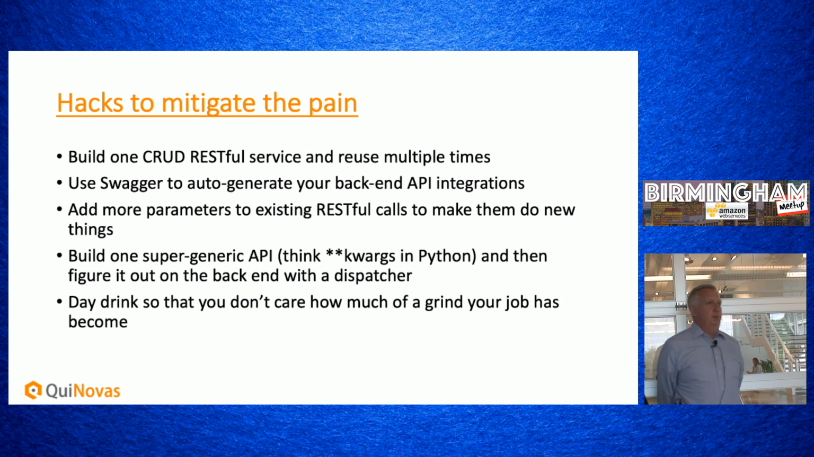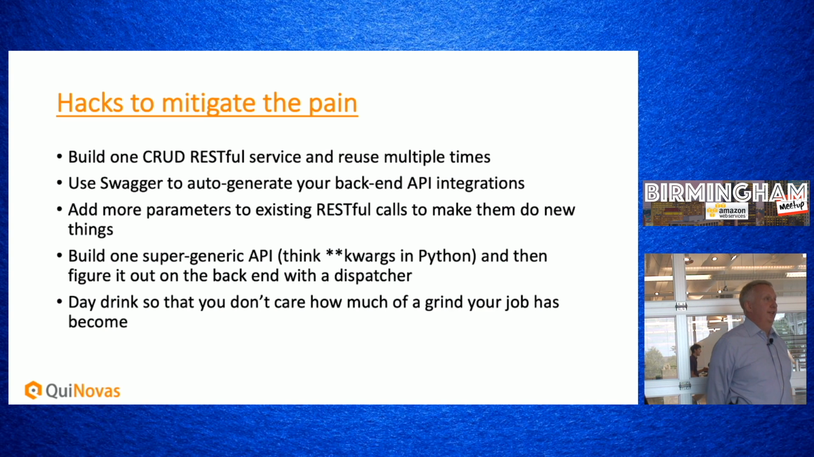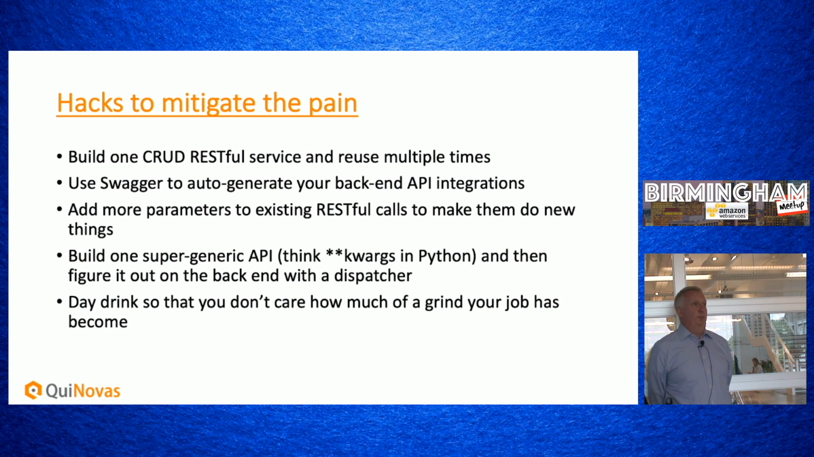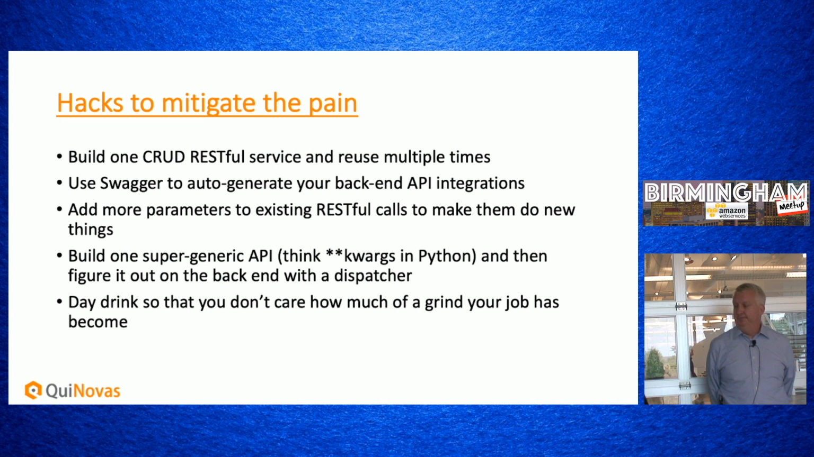So there are certain hacks that mitigate this pain, and I've done almost all of these. So one of them is you can build one RESTful CRUD service that basically serves as the CRUD service for all of your data. But the problem with that is that that's kind of a big thing that is relatively abstract and not very specified. You can use Swagger to generate your back-end API integrations. I've done this a bunch, but that really doesn't solve your web services issue. That just solves your interface to your web services issue.